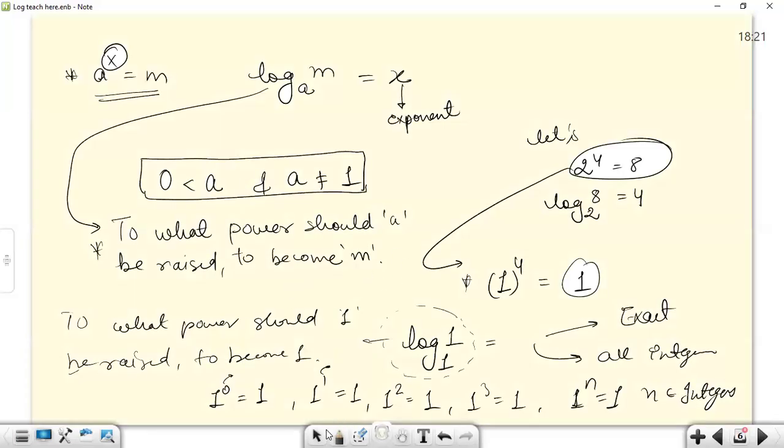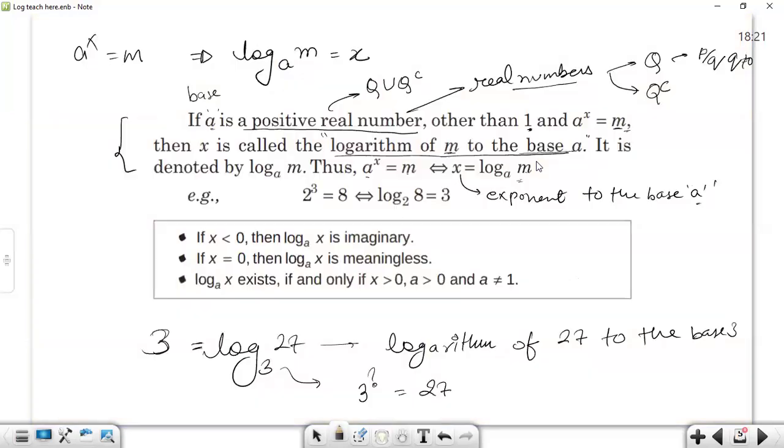Okay, understood? So this is the condition which was given.